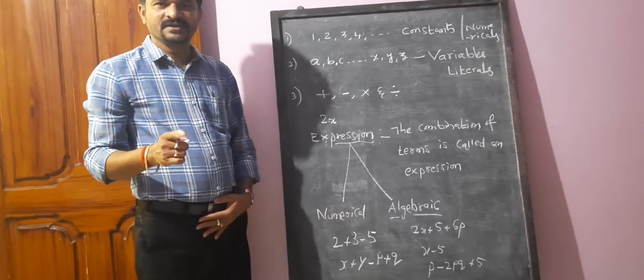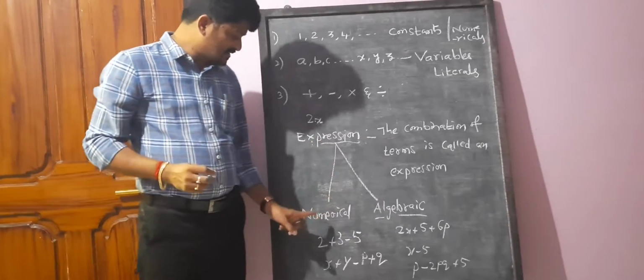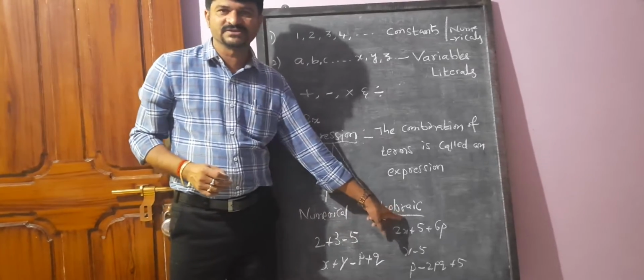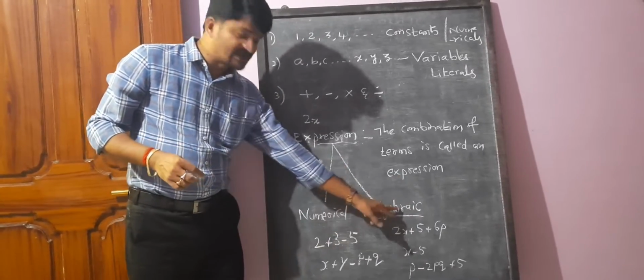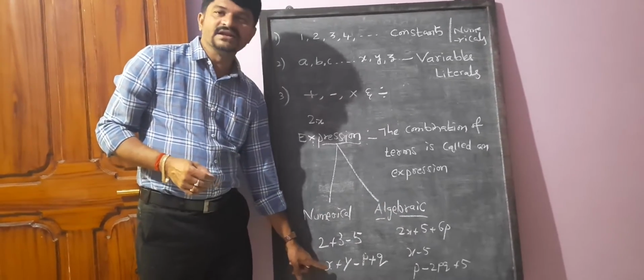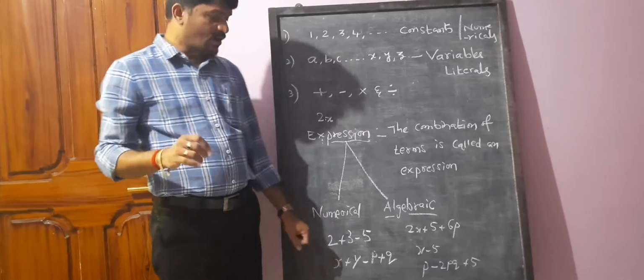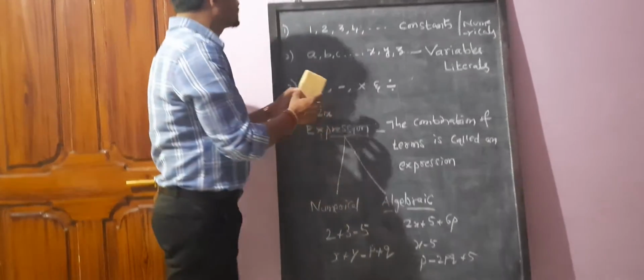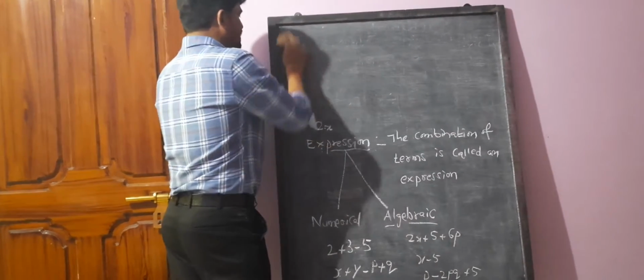Is it clear? Expressions are not three types, only two types: numerical expression and algebraic expression. But in special cases, an algebraic expression which contains only literals is called a literal expression. Clear, children? Now, another three symbols in mathematics we use daily.